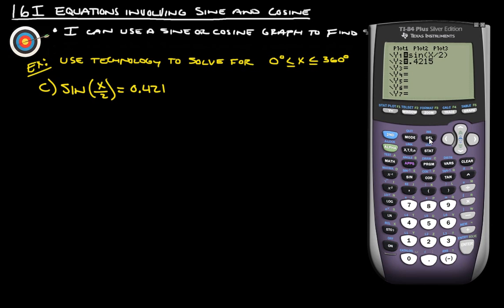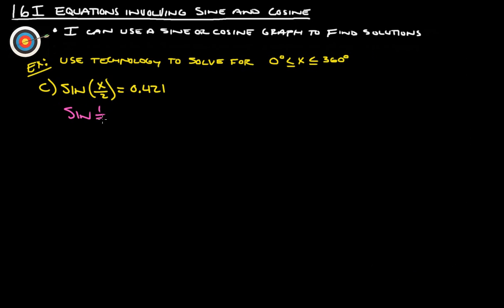And then we have 0.421. All right, so we go to graph that, and then notice, this is our graph. That's from 0 to 360 still, but it's only half the graph because of the x over 2. You could rewrite this as sine of 1/2 x equals 0.421. And remember, to find the period, you do 360 divided by whatever the b is. So 360 divided by a half is the same thing as 360 times 2, which is 720 degrees.